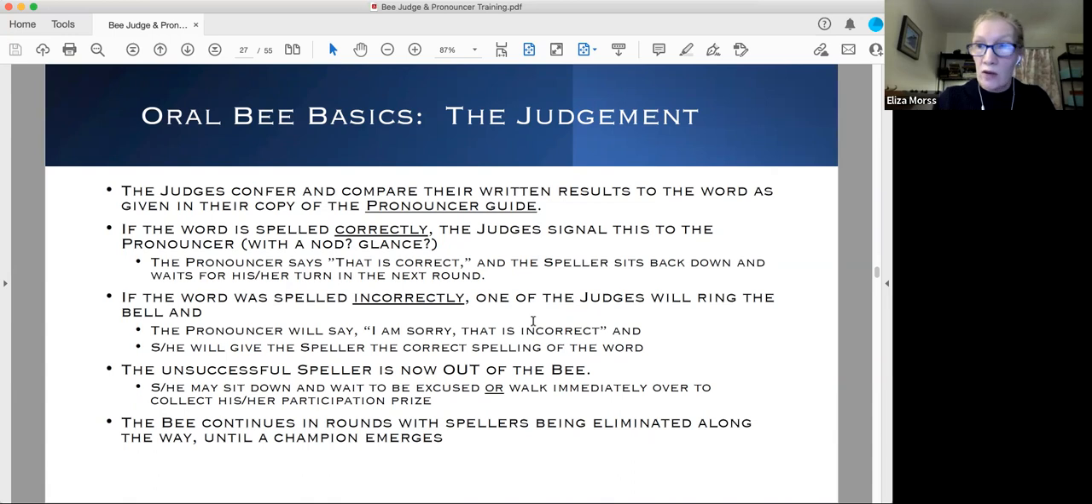Now there is a special end of bee procedure that's just a little bit different. And I'm going to get to that a little bit later.